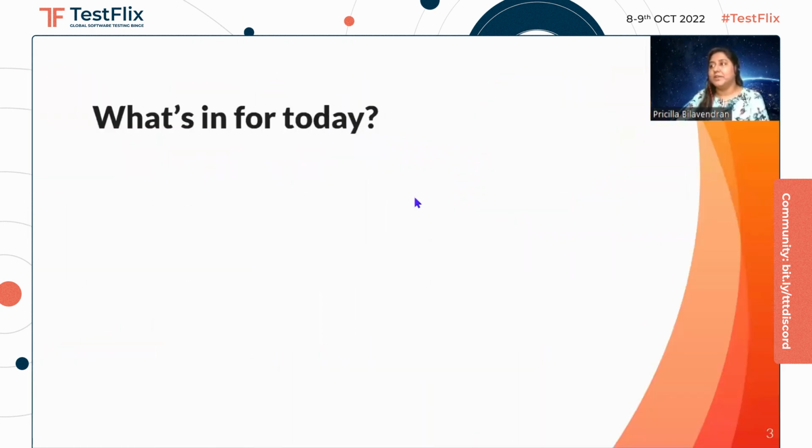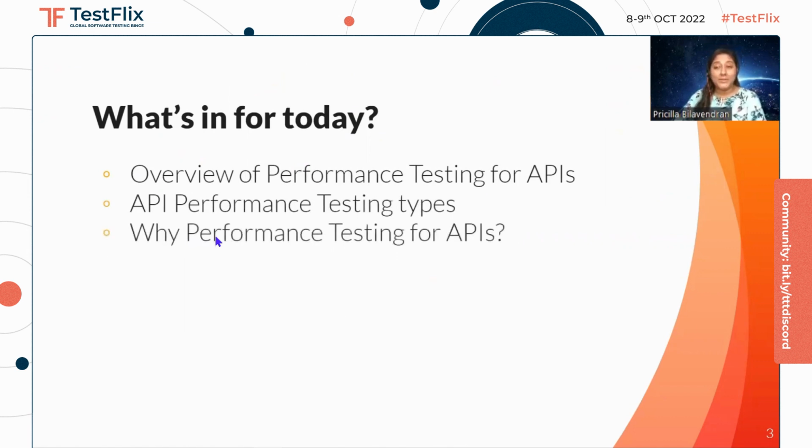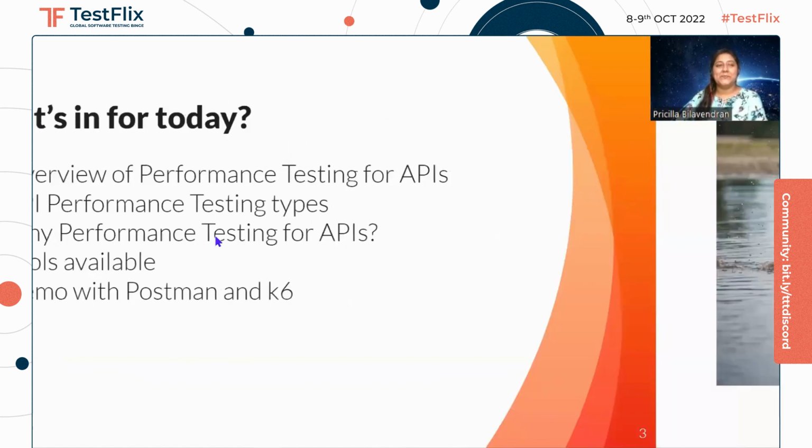So what's in store for today? Of course, we have a lot of things to discuss. An overview of performance testing of APIs, then the types of performance testing which we have for APIs, and then why do we really need to do performance testing for your APIs, and what set of tools are available. So this is all it's going to be for today. And then finally, I'll show you a little bit of demo with Postman and cases.